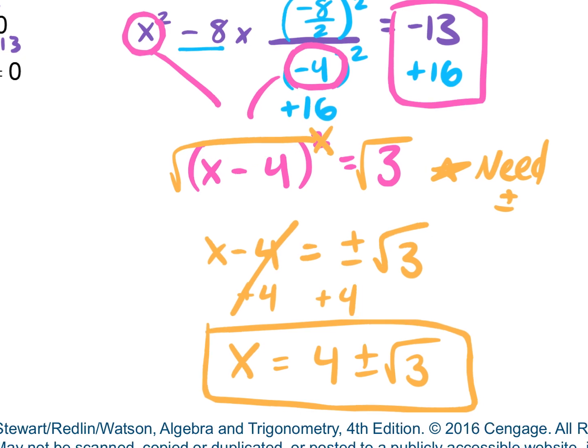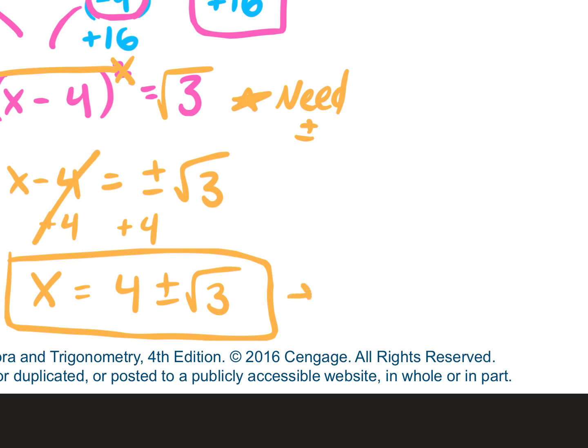On WebAssign, I don't think that they have a plus or minus option, so you would put your answer as 4 plus square root 3, comma, 4 minus square root 3 when you list out your answers. So you just have to write it twice. So this is how you'd put your answer on WebAssign.